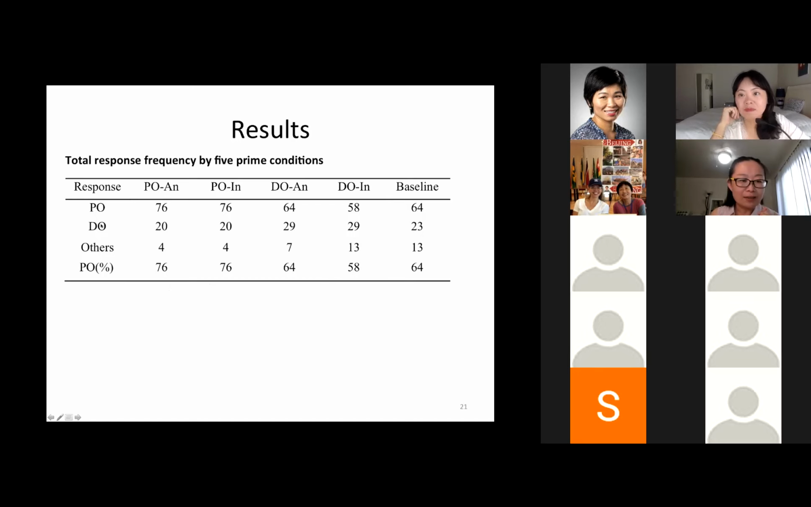So these are the responses: PO, DO, or others. It's the production based on the picture, whether they use the PO structure, the DO structure, or others. The variable is the prime sentences before the picture. So you can say it's POAN, POIN, DOAN, DOIN, and the baseline. We have 5 conditions.